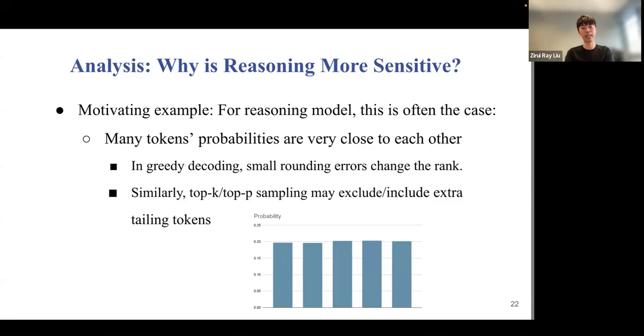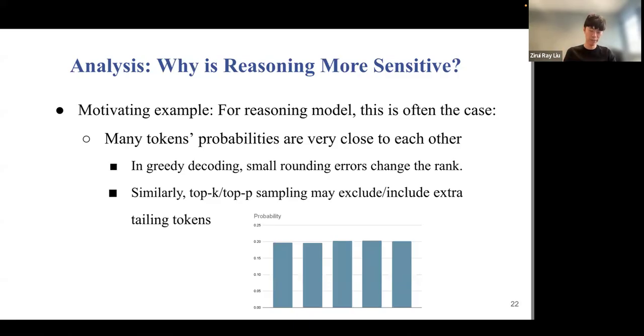Let's take greedy decoding for example. Greedy decoding just picks the token with the highest probability, right? So that means it works by ranking the tokens and picking the top one. But ranking is sensitive to small rounding error if the values are very close to each other. Imagine in this case, some small rounding error may change the ranking order. This is what happens with greedy decoding.